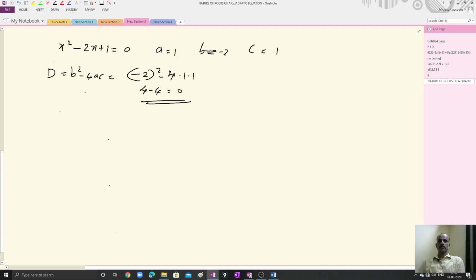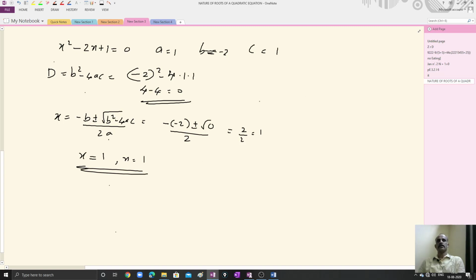That means what happens here? What is the solution? The formula: x is equal to minus b plus or minus root of b square minus 4ac divided by 2a. That is equal to minus of minus 2 plus or minus root 0, divided by 2, that is 2 by 2 equal to 1. That means the solutions are x is equal to 1 and x is equal to 1. Again the roots are repeated. So we conclude that whenever the value of the discriminant, that is b square minus 4ac, is equal to 0, the roots are what?